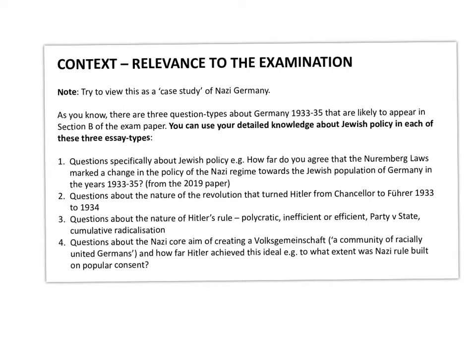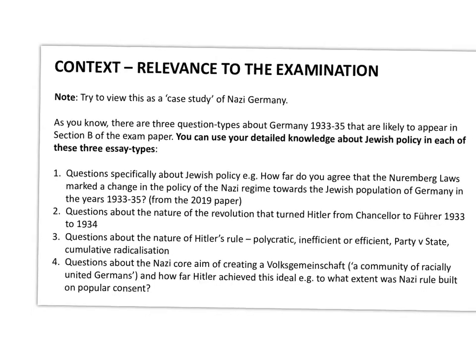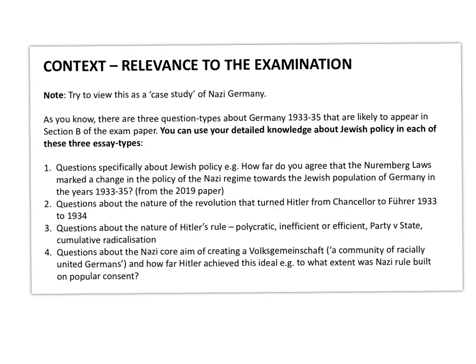Number 4, questions about the Nazi core aim of creating a Volksgemeinschaft. That whole topic which we looked at in the last lesson about whether Nazi rule was built on popular consent. Well, again, you could quite easily bring in some information about Jewish policy into your answer to that type of question. But the first point is crucial there.